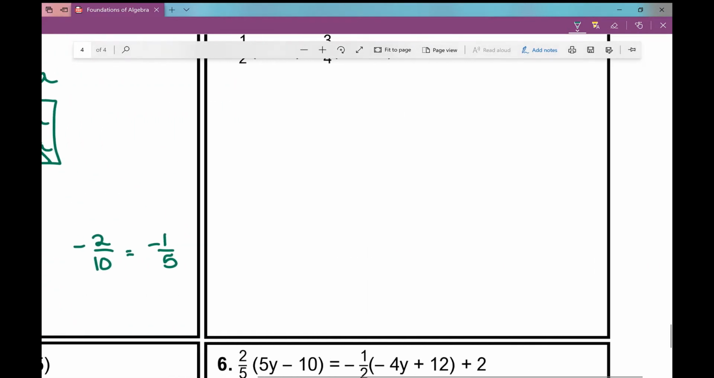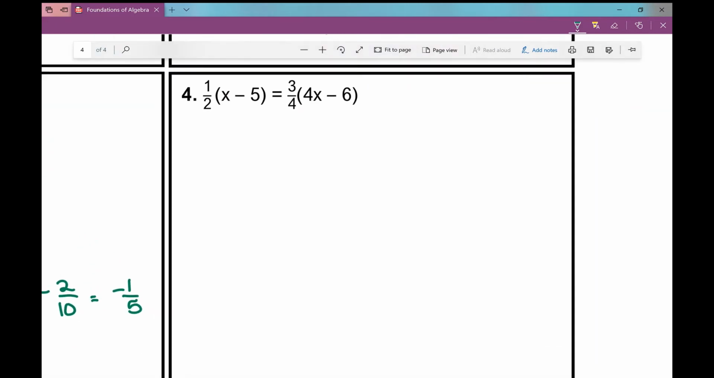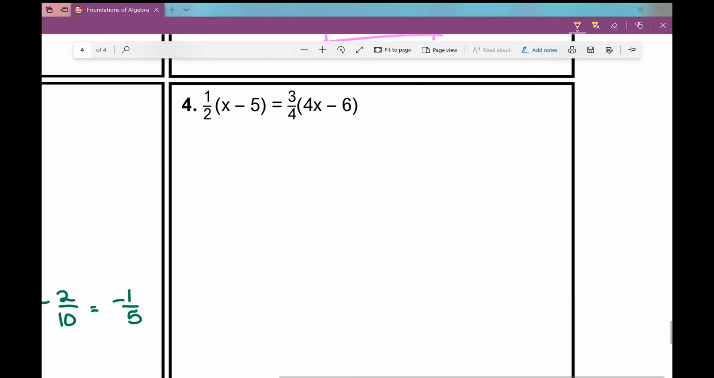Let's go on to number 4. And this is our first example that involves fractions, and that's okay. So I'm going to distribute this 1/2 into each term on the inside of the parentheses here. 1/2 x. Now, 1/2 times negative 5, I could write it as negative 2.5. But since I already have a fraction as a coefficient of x, I'm actually going to keep it as a fraction. So 1/2 times negative 5, remember you could do this, 1/2 times negative 5 over 1 and then just multiply across, you get negative 5 over 2 equals 3/4 times 4x and then 3/4 times negative 6.